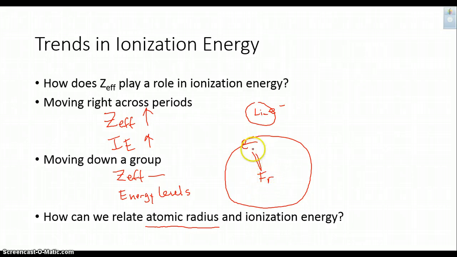So again, francium will have a very low ionization energy because it requires a lot less energy to take this electron off, because again the protons are so far away and only weakly holding on to your electrons. So there you go. How can you then relate atomic radius? Well, essentially the bigger the atomic radius, the smaller your ionization energy. Okay, and I think that's fairly intuitive, involving an effective nuclear charge with your atomic radius.